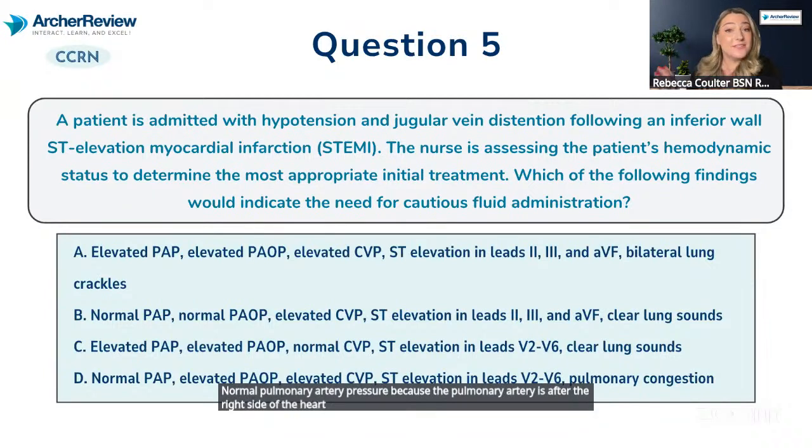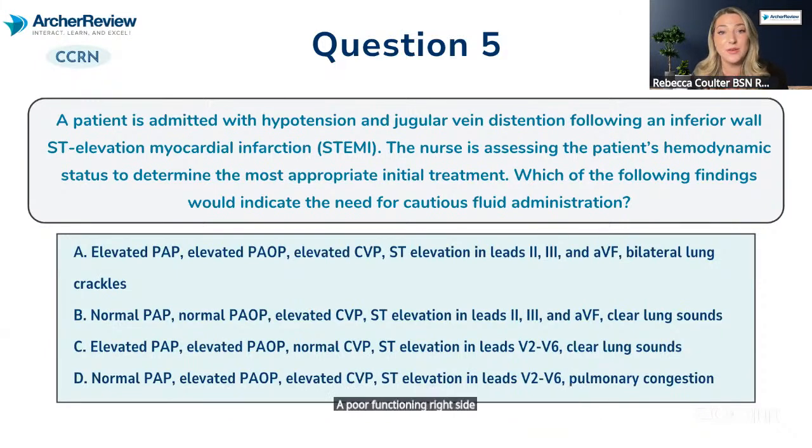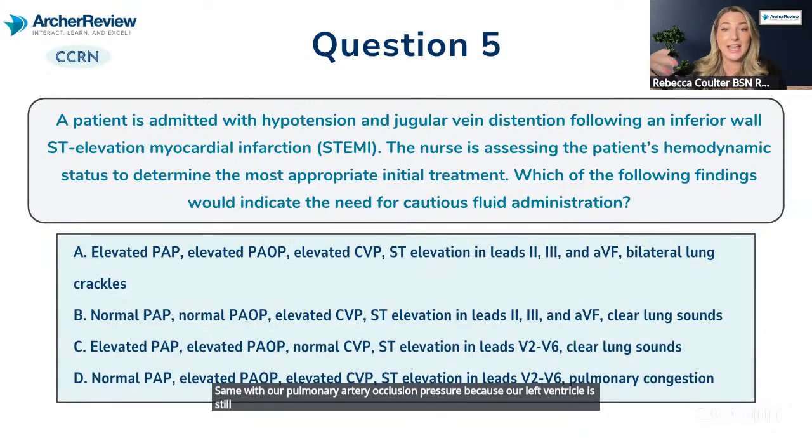So if we had a left side of the heart problem, we'd see that backup of blood flow going into our pulmonary system. That would lead to elevated pulmonary artery pressure, but we don't have that. We have a poor functioning right side. So the pulmonary artery pressure is actually going to be normal. Same with our pulmonary artery occlusion pressure, because our left ventricle is still doing an okay job emptying out the left side of the heart. So we're not going to have an elevated filling pressure on that left side.